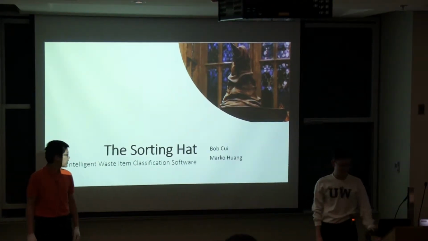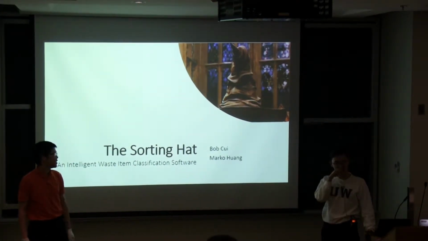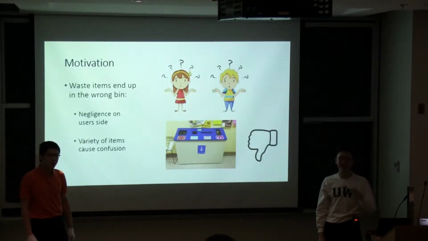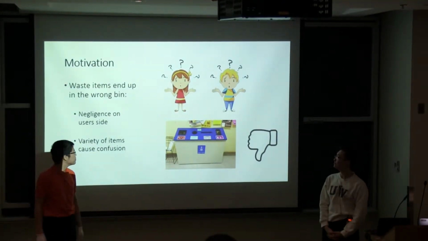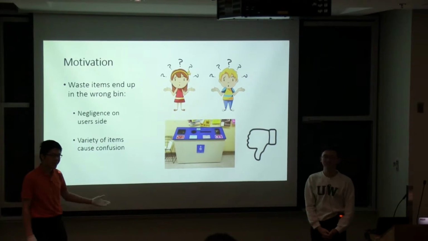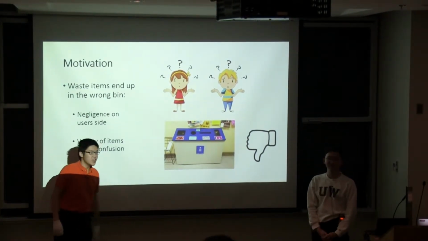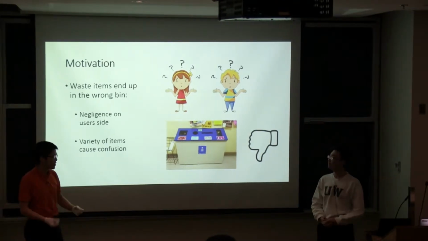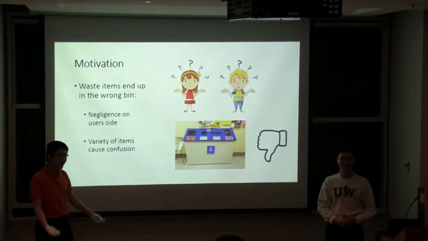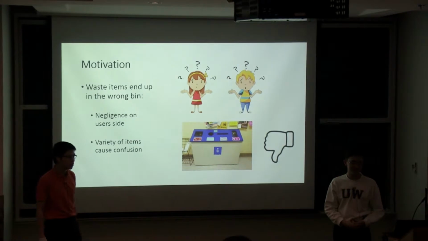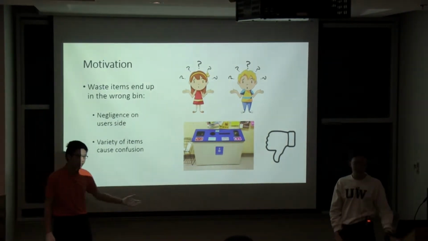Today we're presenting the Sorting Hat, which is an intelligent waste item classification software. The motivation for our project stems from a source of daily confusion, namely garbage classification. When an environmentally conscious soul approaches one such multiple choice machine, he or she might want to make the right decision in preserving the environment, but may not be able to do so, either due to negligence or sheer confusion. That's why we propose a better solution.